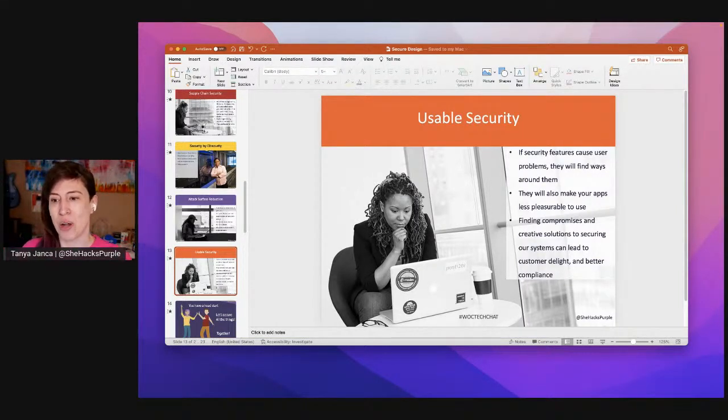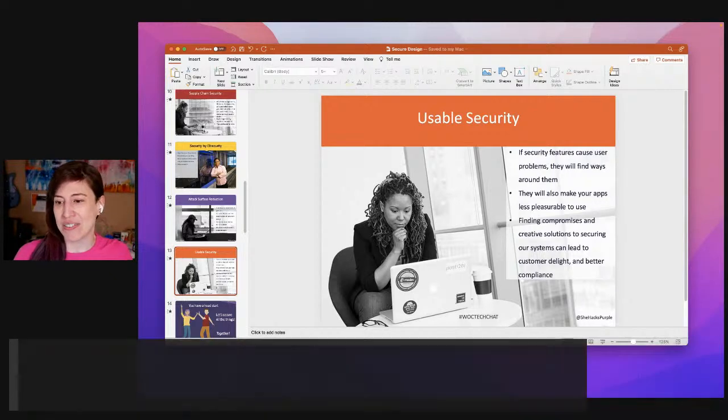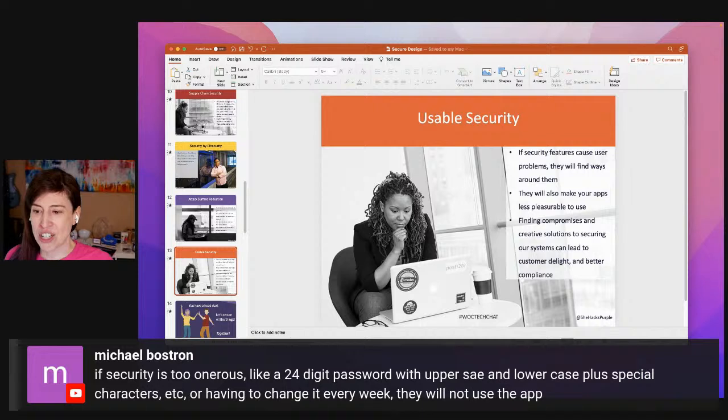I'm going to read some of the things in the chat, but I'm wondering if anyone has examples of good usable security. G-Voden says, the best I've seen yet, the business wants you to turn the security thing off. You're blocking the business. Yeah, that's too vague, but I've seen that. Michael says, if security is too onerous, like a 24-digit password with upper and lower case plus special characters and numbers, or having to change it every week, they will not use the app. Yeah, for sure.